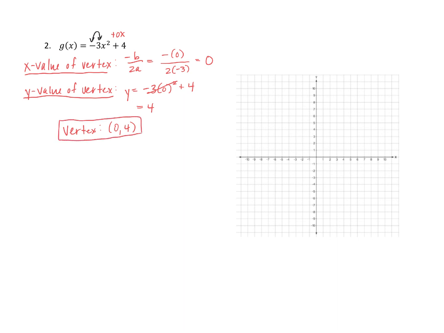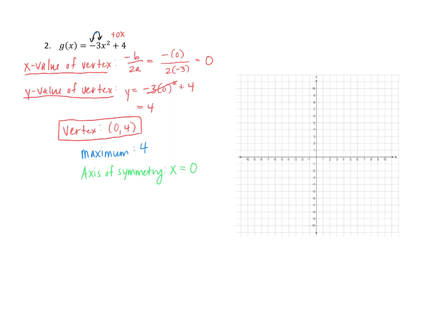Now from that, you automatically know your minimum or maximum value. Since it's opening down, we're going to have a max. So maximum, and the maximum value is always the y value of the vertex. So I can say the maximum is 4. I also automatically know the axis of symmetry. Remember, the axis of symmetry is always an equation, x equals the x value of the vertex. So x equals 0 is the axis of symmetry.